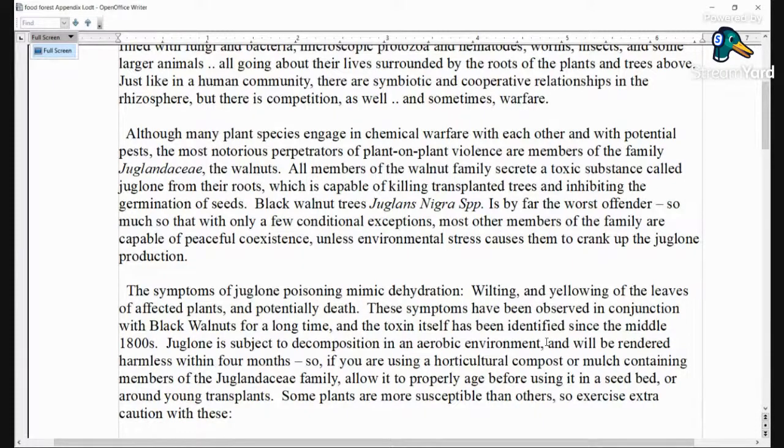Now you know. It's by far the worst offender, so much so that with only a few conditional exceptions, most other members of the family are capable of peaceful coexistence, and less environmental stress causes them to crank up the juglone production. So if they're suffering from insufficient water, or they're having a hard time getting enough nutrients that they need, then they may respond to that stress by increasing their production of juglone and getting rid of the competition. So you have to be aware of that if you've got relatives of the black walnut. But black walnut, and to a certain extent butternut too, are the biggest offenders. And I don't even mention butternut. I guess I probably should, but that probably will be in the also-ran category, Vicky.